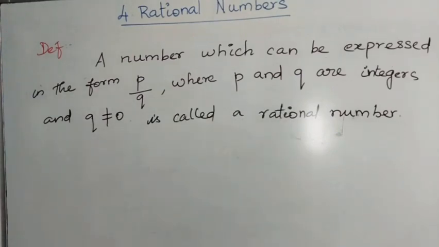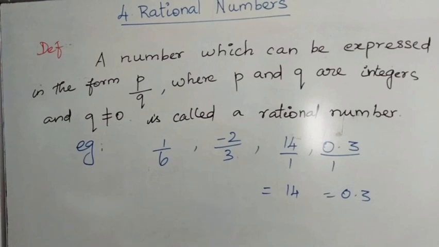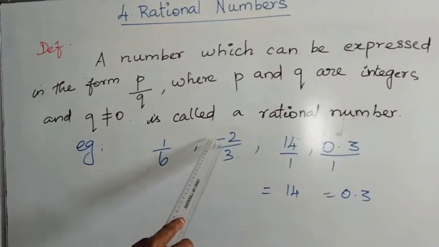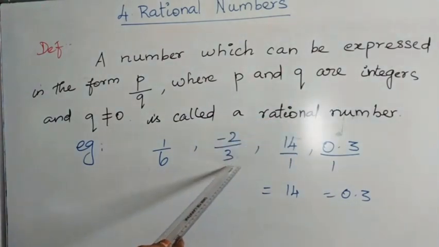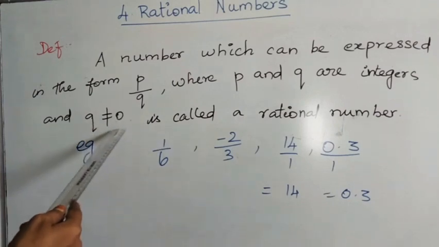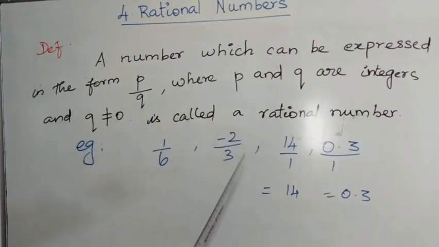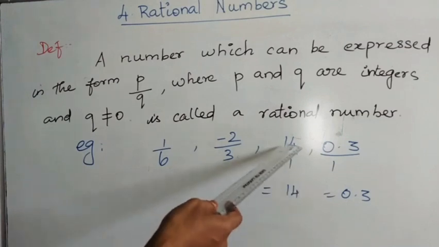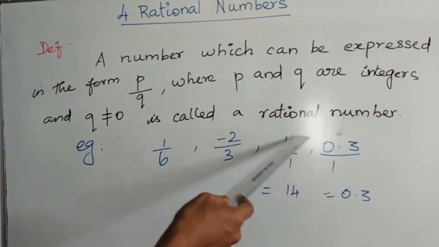See the example. 1/6. The numerator is a positive value and the denominator is also a positive value, and it is not equal to 0. So it is a rational number. And see the next example, -2 divided by 3. -2 is a negative integer and 3 is a positive integer. The denominator is not equal to 0, so it is a rational number. Clear? And see the next example, 14 divided by 1. It is also a rational number.